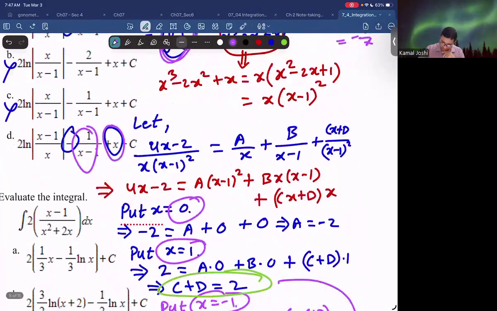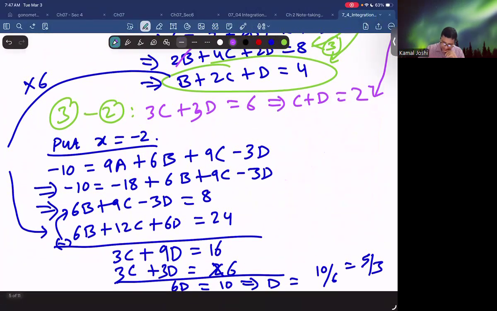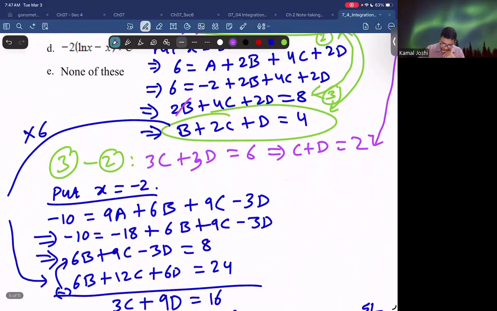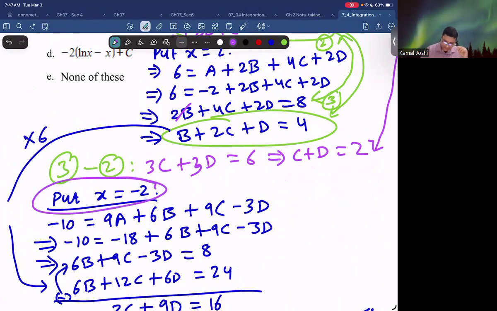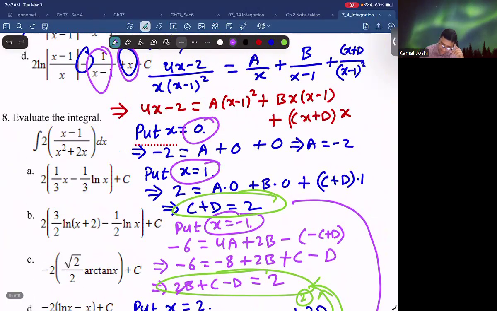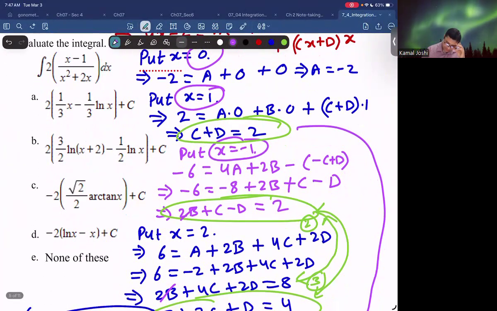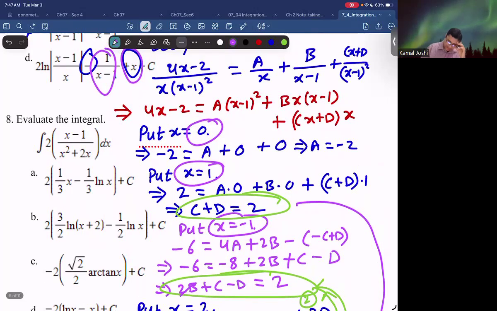Okay. The values of C and D. Looks like I made a calculation mistake here then. Okay. When I substituted x equal to minus 2, let me check that again. Minus 10 equals 9a plus 6b. Oh, minus 2. Okay. I was making a mistake. I think I took x equal to minus 3 by the time I went to C and D. Okay. That was because x minus 1 was minus 3 and I was confusing that.